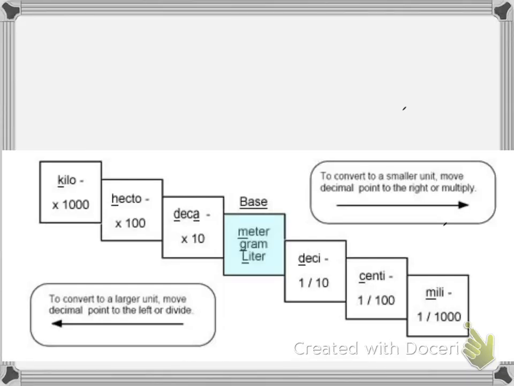This is working with converting metric measures. Right now we're just going to look at how to quickly convert them by moving the decimal point or by multiplying or dividing. Later on we'll use what we call unit multipliers. For right now I'm going to be using some of the examples in the math workbook.